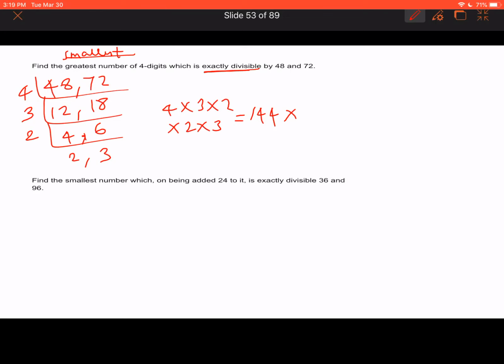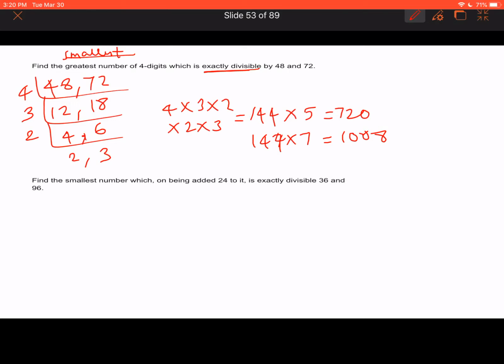144 times 5 is 720. So we are somewhere nearer. So we will multiply with 7. We find it as 1008. Okay, good. So we have got the smallest 4-digit number. They're also asking for the greatest number of 4 digits.